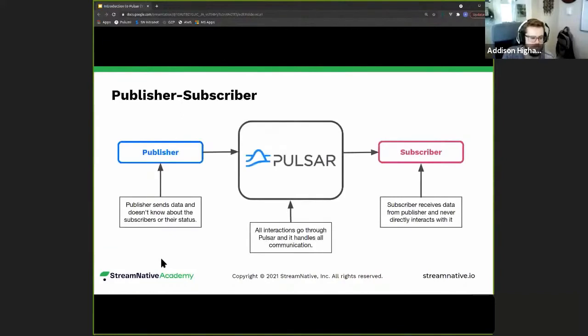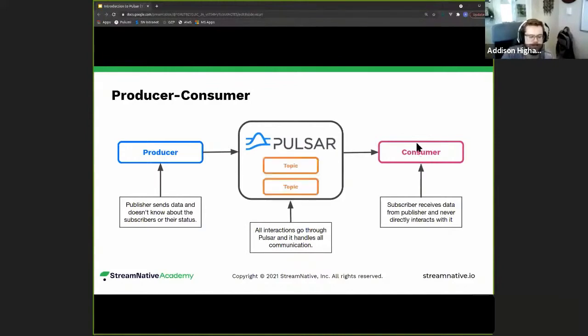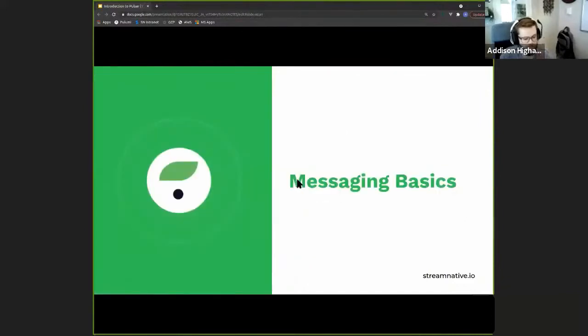And so, once again, it's a pub sub model. The publisher sends data. It doesn't know about the subscribers or their status. All interactions go through Pulsar, and the subscriber receives data, never having to directly interact with the publisher. In Pulsar, we call those a producer and consumer. And finally, the topics are the mechanisms, these channels that the producer and consumer use to communicate over. Okay, so now with all of that conceptual understanding, let's look at this in the code.